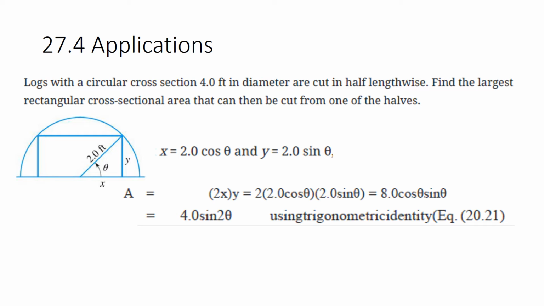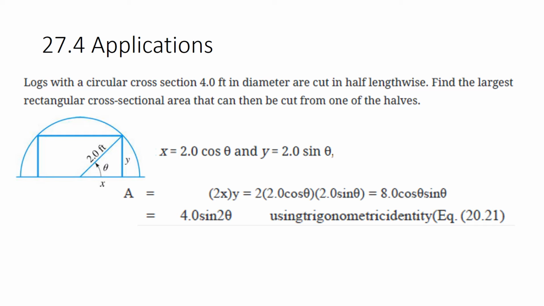So the problem first asks you to set that up. We already said that these logs have a circular cross-section, and they have a 4-foot diameter. So that tells us they've got a 2-foot radius, and you can see that here. But I've got a lot of choices as to that angle theta shown in the picture. Basically, that angle theta is going to decide how tall and narrow that cross-sectional plank is going to be.